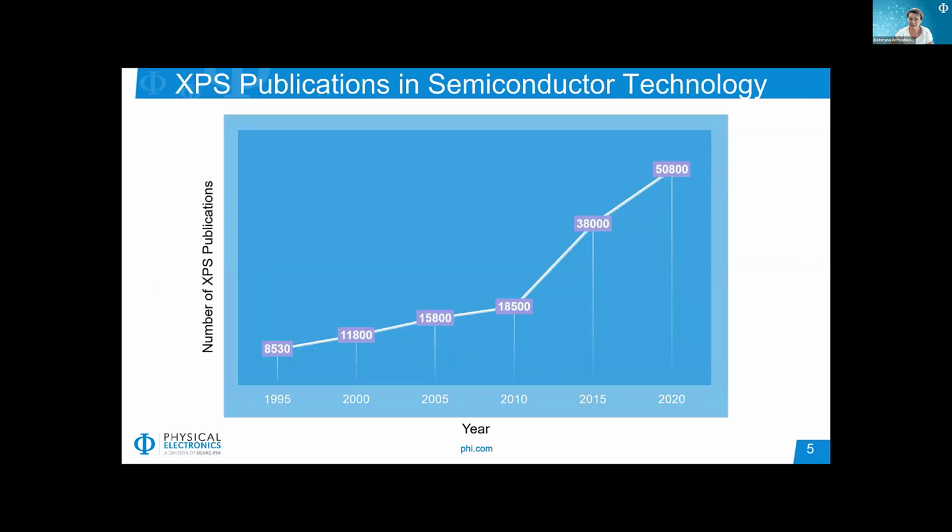If you search for XPS in any industry, this is just an example for semiconductor technology, the number of publications has risen dramatically in recent years. And the main reason for that is ease of use and accessibility. The instruments have become more accessible to users, and at the same time, there is the power of quantification and chemical sensitivity. There is no materials research paper that is published right now in any of the journals for any type of materials without XPS being one of the analytical techniques in the portfolio.